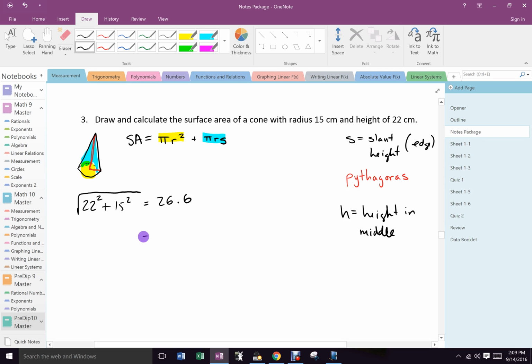So what have I got? Pi 15 squared plus pi times 15 times 26.6. Now guys, last year I know you used pi with Keeley, right? What did he ask you to do? Use the pi button, right? Like we don't use 3.14 anymore. This isn't grade school. Yeah?